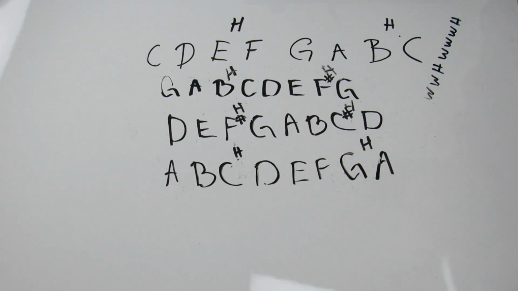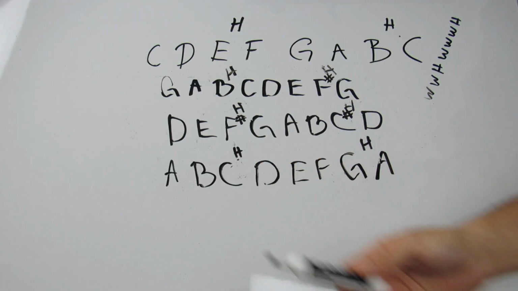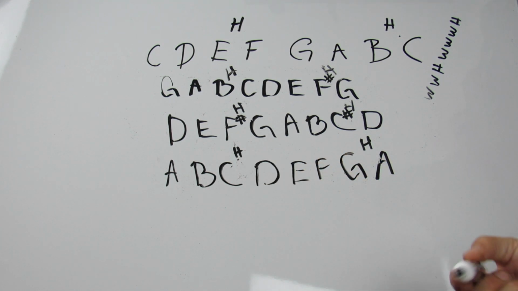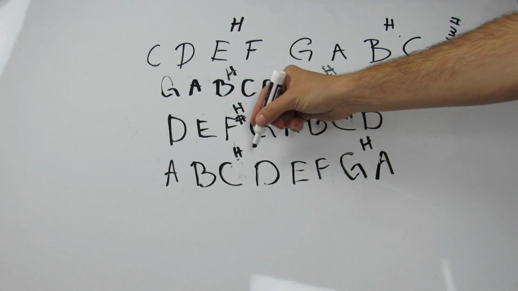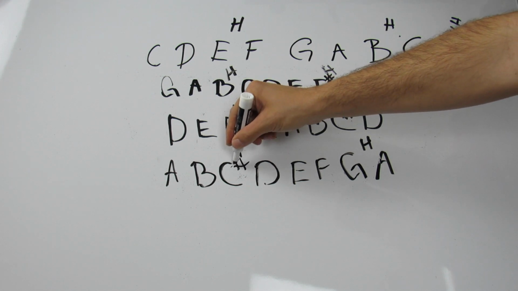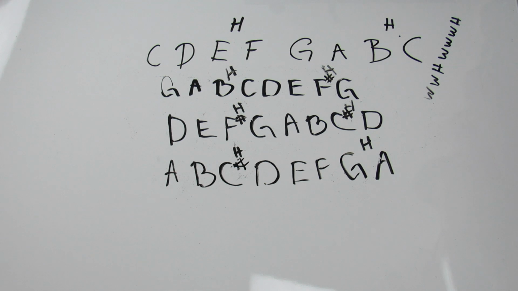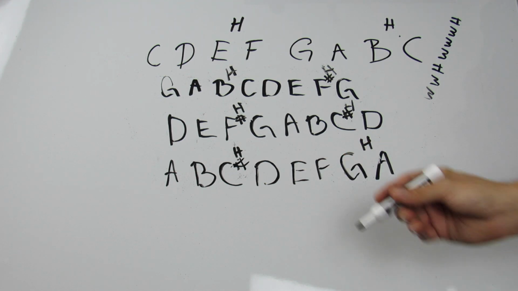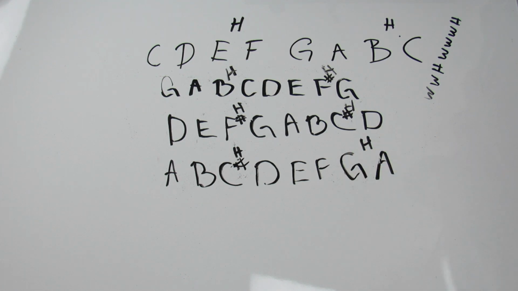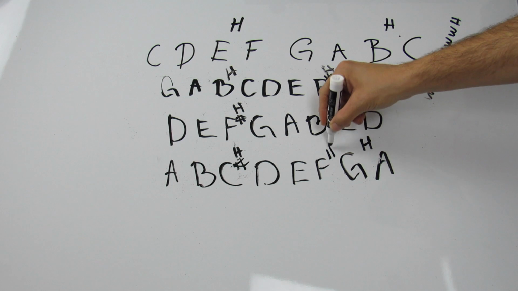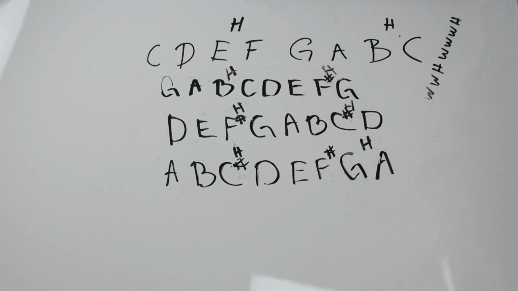A to B is a whole step, so we're okay there. B to C is a half step when it should be a whole step. And then C to D is a whole step when it should be a half step. So we're going to bring our C up a half step, making it a C sharp. Then D to E is a whole step, and we're okay there. E to F is a half step when it should be a whole step, so we're going to bring our F up a half step, making it an F sharp.